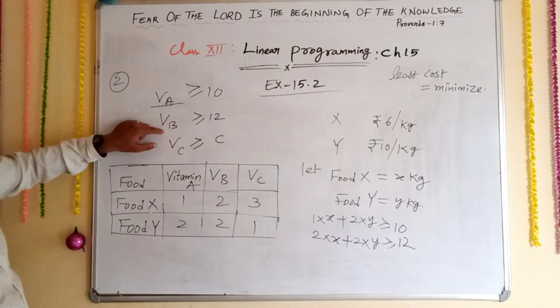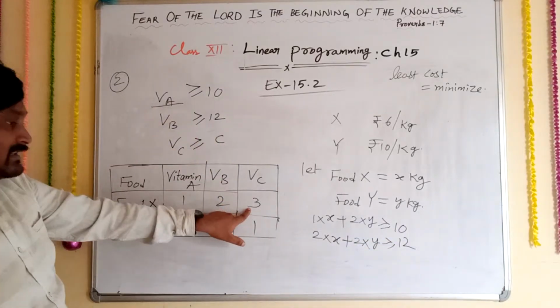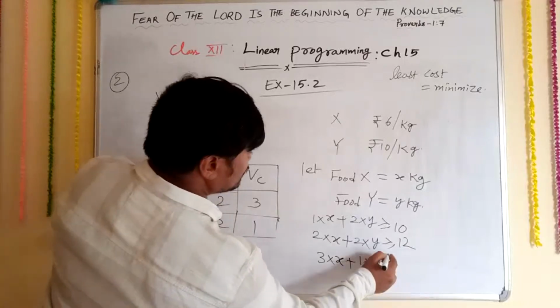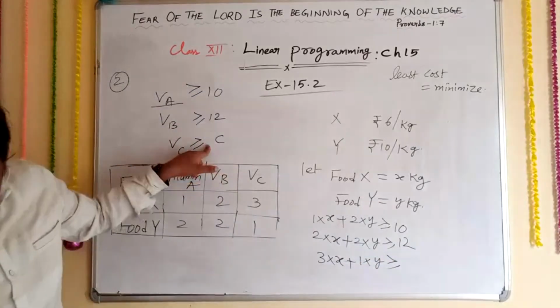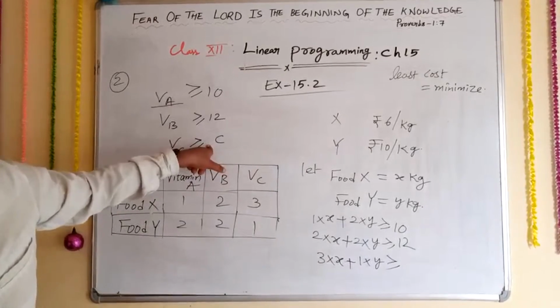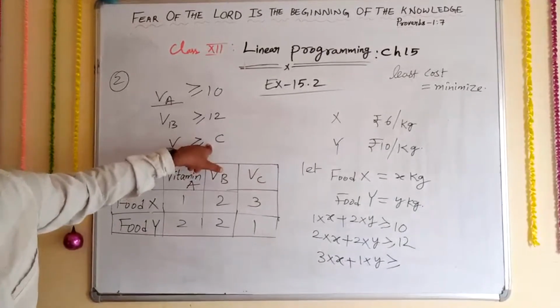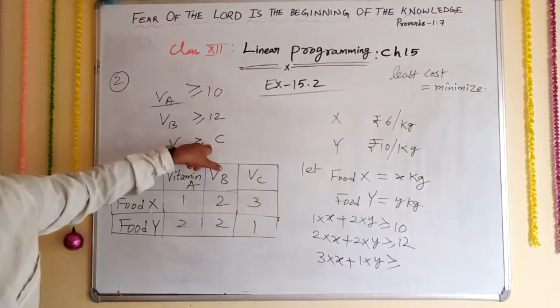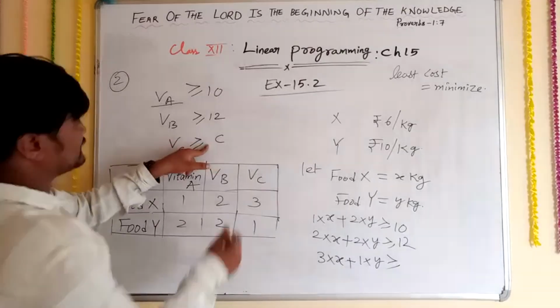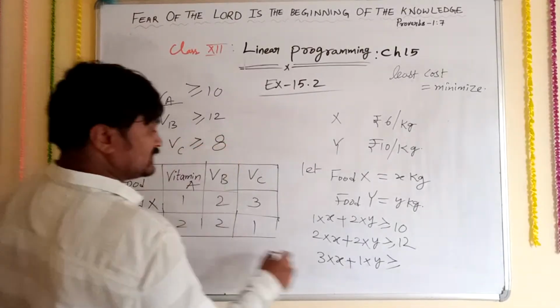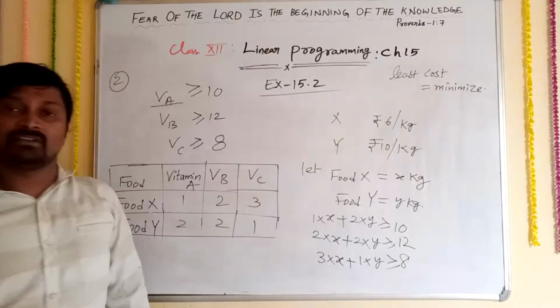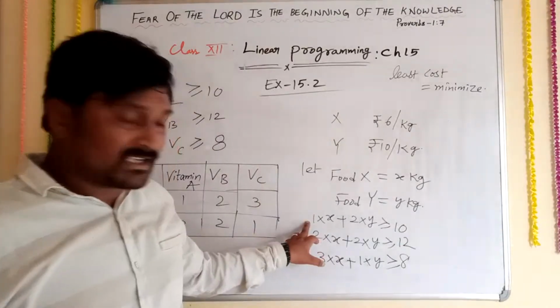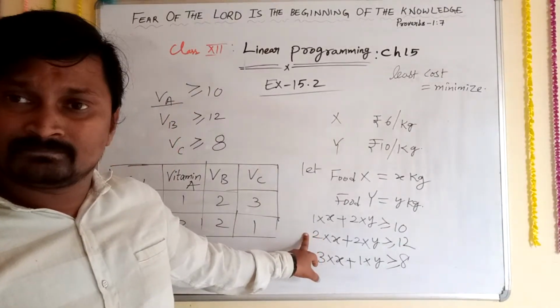Now, vitamin C means only vitamin C we have to add, that is 3 greater than or equal to how much this was given for vitamin C. It was written C here, but it is not C. What is our vitamin C? Vitamin C is given as 8 units. This is not C, it is 8. So greater than or equal to 8. Did you all understand how all this came?